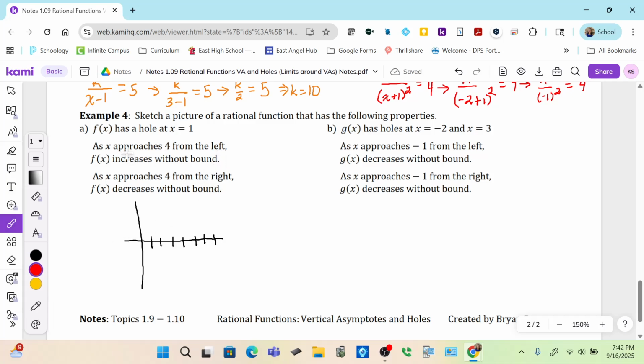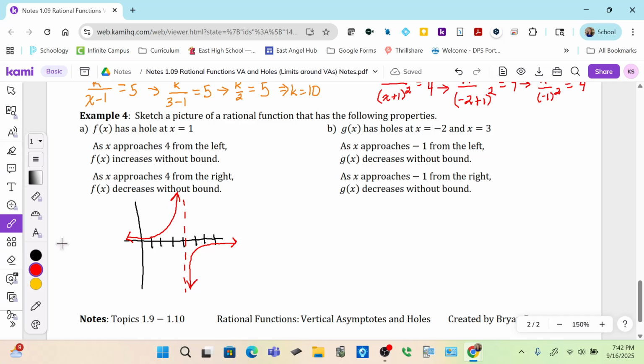And we're told that the value of the function increases or decreases without bound at that vertical asymptote. So we're approaching 4. Increases without bound on the left means that my graph is probably going to look something like this. Now, it doesn't necessarily mean it's going to be above the x-axis. It could come from below, but as we get closer to that vertical asymptote, it needs to be climbing. As we approach 4 from the right, we're going to be decreasing without bound. And since I made my left side look like there's going to be a horizontal asymptote, I'm making my right side look like it has the same horizontal asymptote.